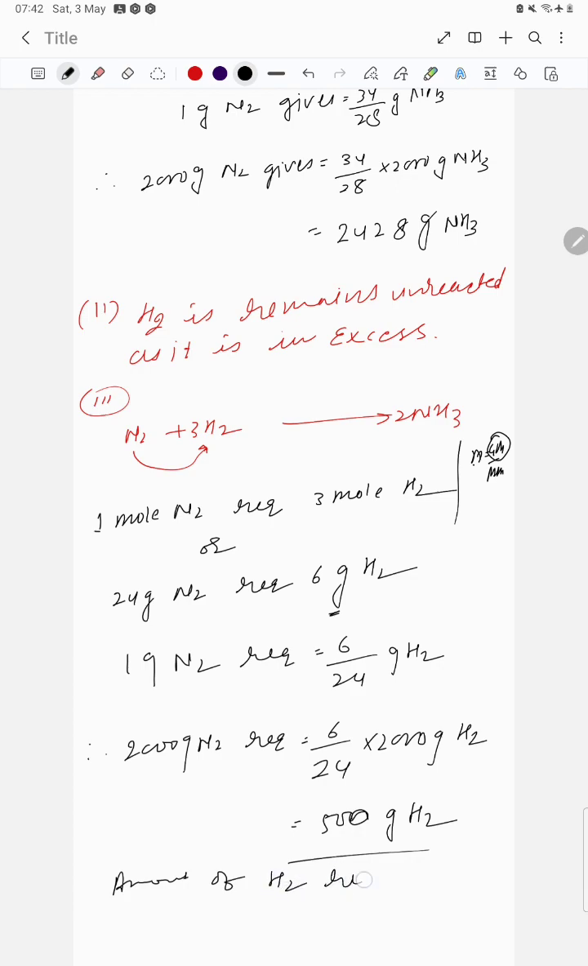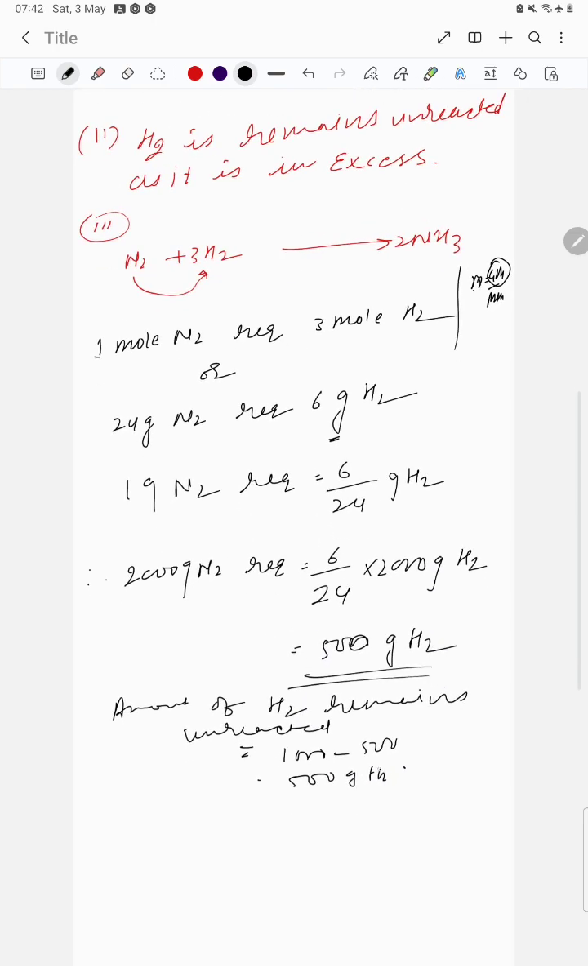So the amount of H2 that remains unreacted: how much, student? The total amount is 1000 gram, the used amount is 428 gram, so the unreacted is 572 gram H2. Gram H2 remains unreacted. So this is all about the answer. Thank you, students.